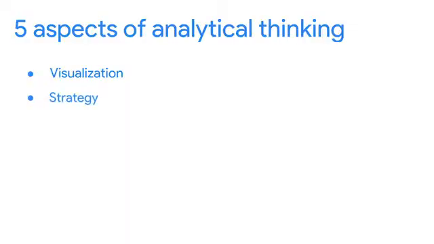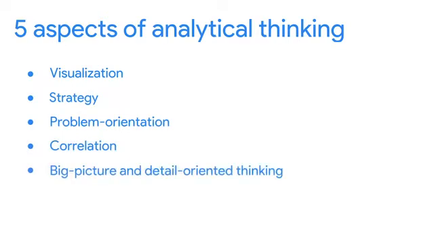Let's recap what we've learned about analytical thinking so far. The 5 key aspects are visualization, strategy, problem orientation, correlation, and using big picture and detail-oriented thinking. And we've seen how you already use them in your everyday life. We also talked about how different people naturally use certain types of thinking, but that you can absolutely grow and develop the skills that might not come as easily to you.